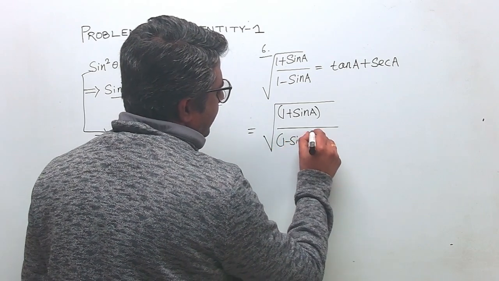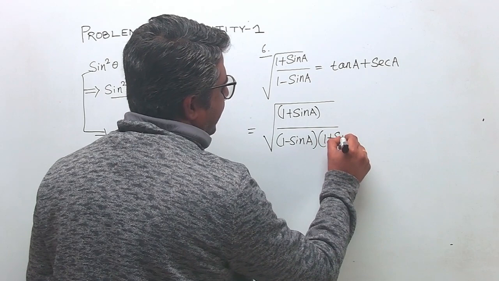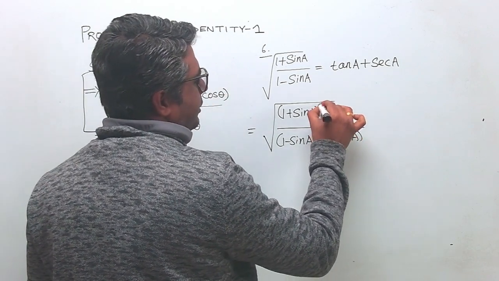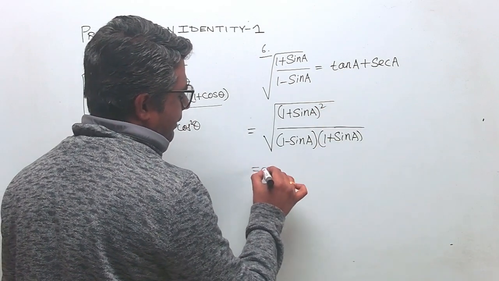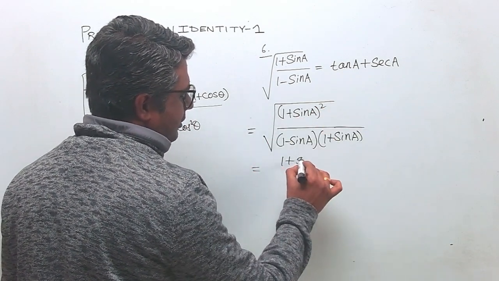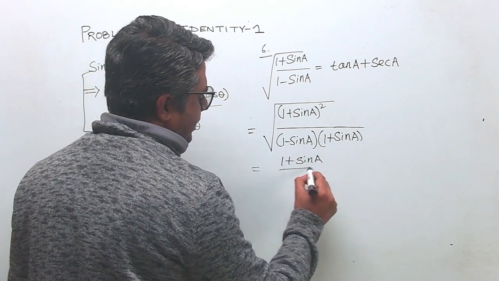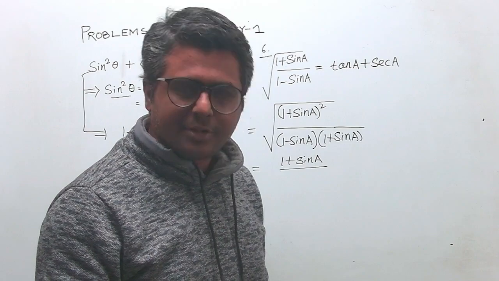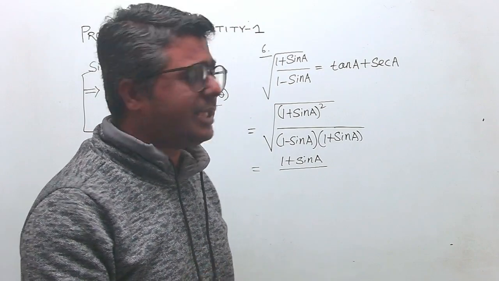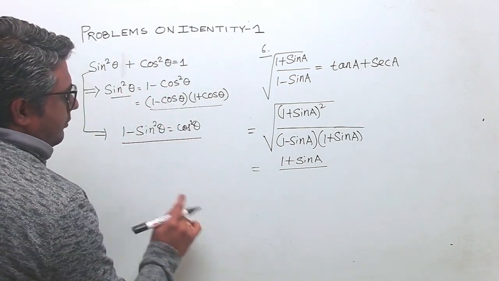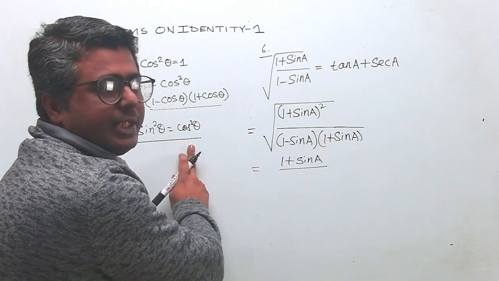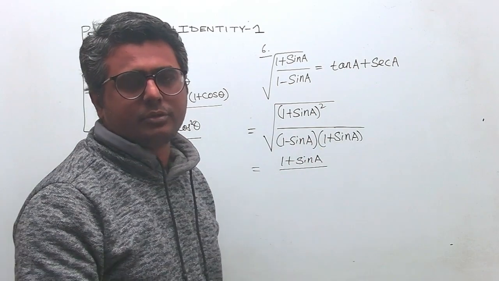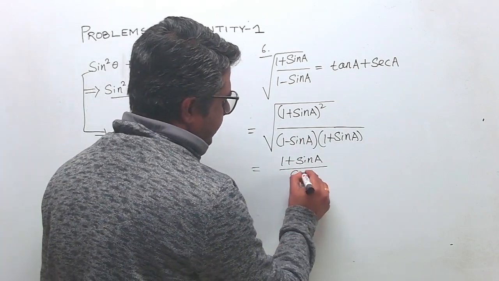1 minus sin A, I am going to multiply 1 plus sin A, and definitely you are going to say, sir, multiply 1 plus sin A in the numerator also. So here I have multiplied. What I am left with, see, 1 plus sin A will come out, and here 1 minus sin A, 1 plus sin A means cos square A, right? 1 minus sin square A is equal to cos square A. So here it is cos square A, in root it is cos square A, so outside root it will be cos A.